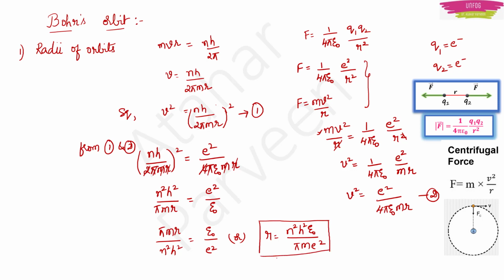Don't worry about the derivation. They will not ask you anything related to the derivation, but I am deriving it here because I want you all to get an idea about how you are getting the formula. You can see this formula and understand that the radius is directly proportional to the square of the principal quantum number. Correct?